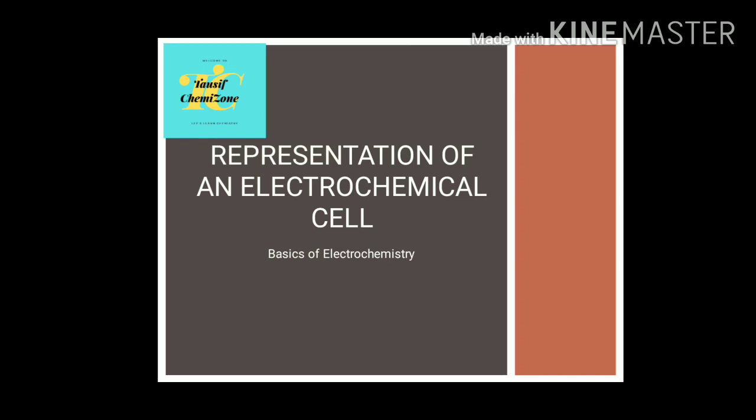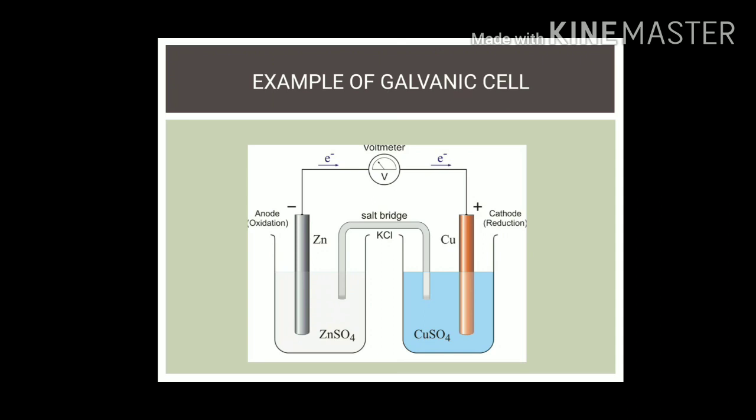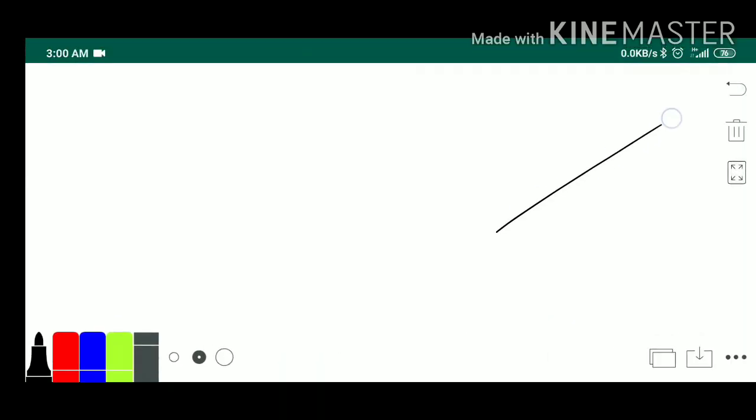We will learn how to represent an electrochemical cell. Representation of an electrochemical cell comes under the basics of electrochemistry. We'll take the example of a galvanic cell. What a galvanic cell is, I already explained; you will find it here. Just click the I button.